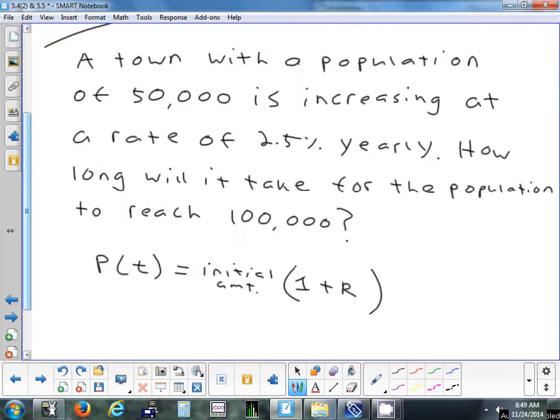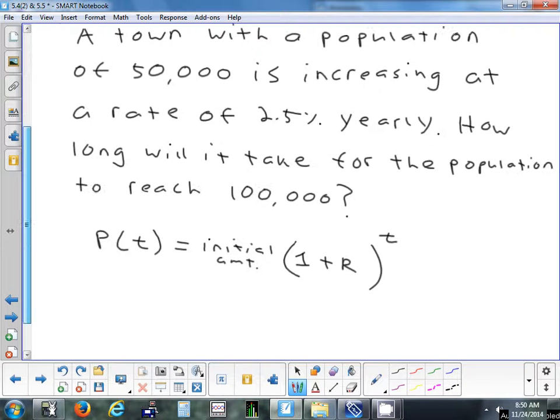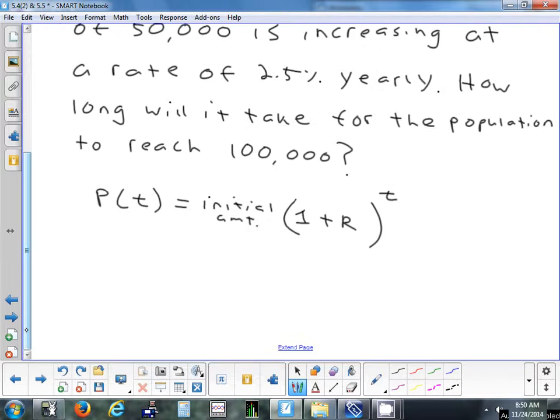Be careful, we can't just plug in the rate as a percent. What do we have to change it to? A decimal would be 0.025. Yep, we're going to have to change that to a decimal. And that's raised to the t. In this case, that's what we're going to solve for, t. And the reason you're going to need a logarithm is because you're going to solve for a variable that's in the exponent. Anytime you have variables in the exponent, that's when you use logarithms.